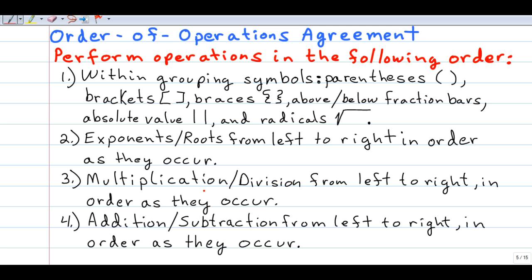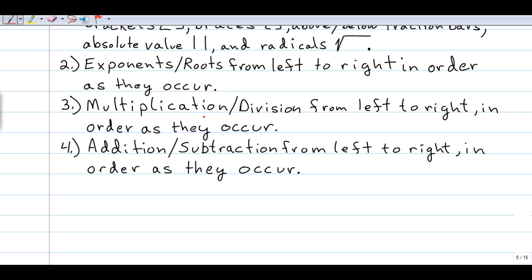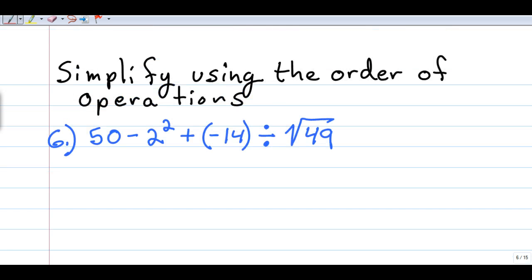3, multiplication and division from left to right in the order as they occur. And finally, 4, addition and subtraction from left to right in the order as they occur. Let's start with question number 6. The instructions read, simplify using the order of operations.